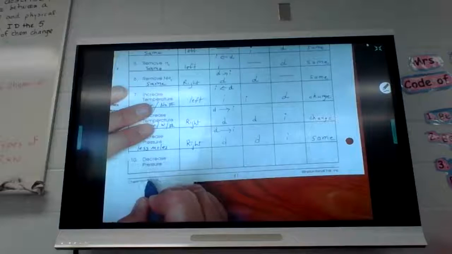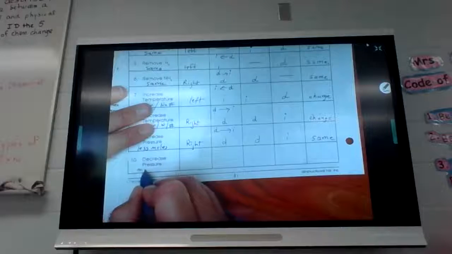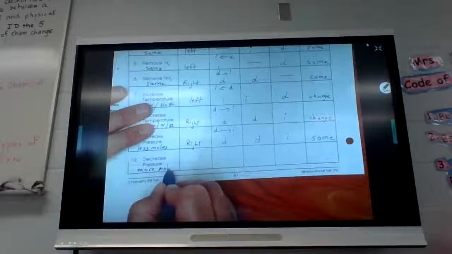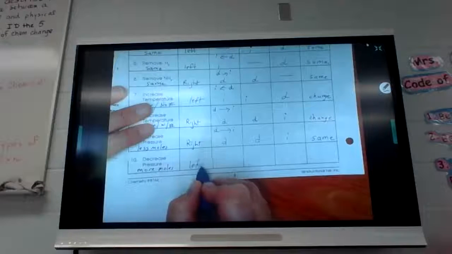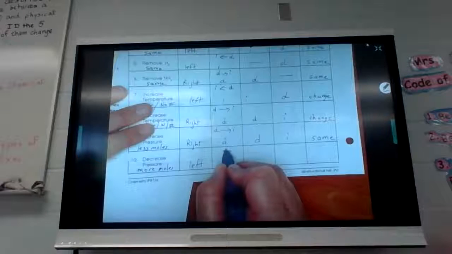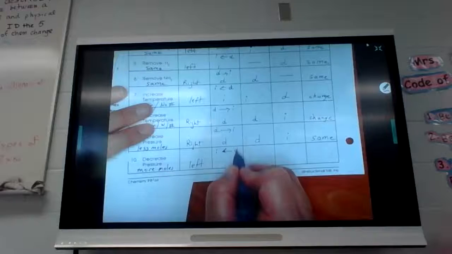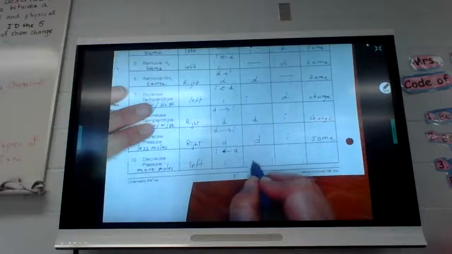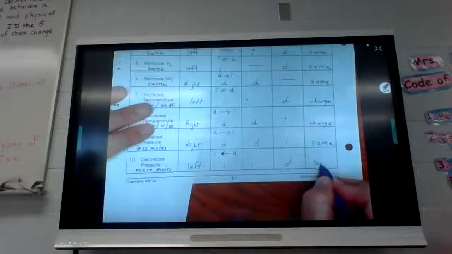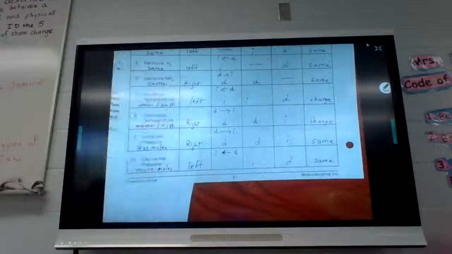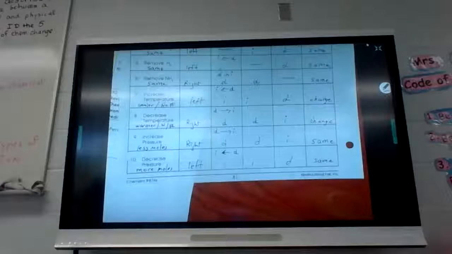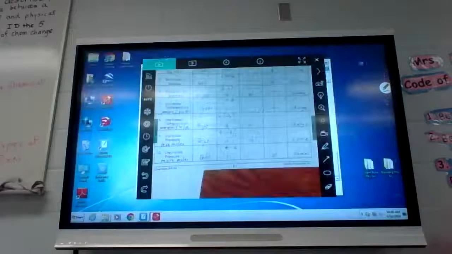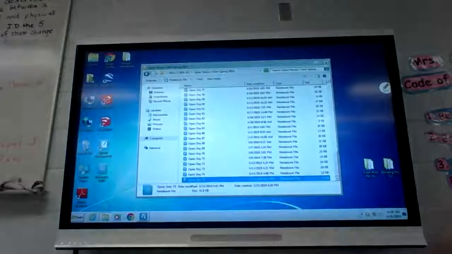And of course, decreased pressure will go to the side of more moles. So it has to go left. And if it goes to the left, that means it will increase, increase, decrease, and K stays the same, because K only changes with temperature. Questions? Okay, I think I sort of know how to do it now, but I need more practice. We're going to practice. It sort of makes sense now.